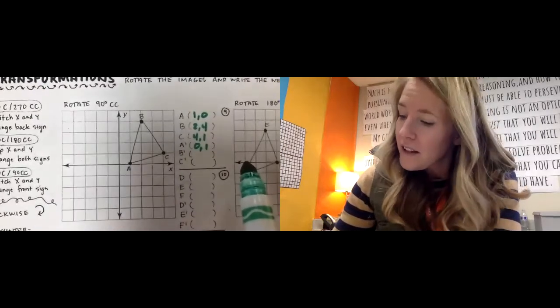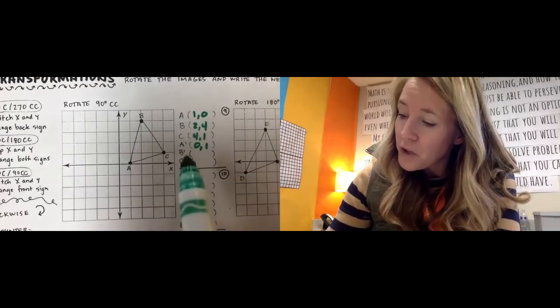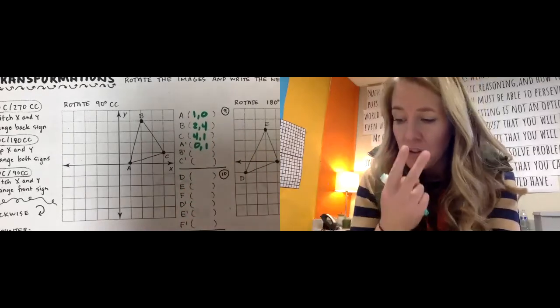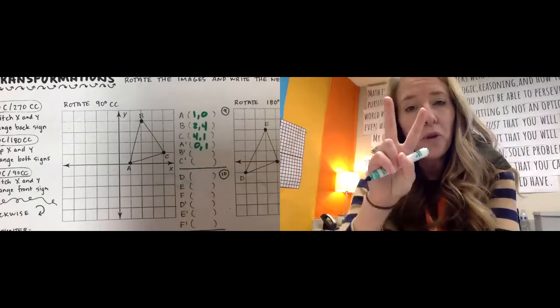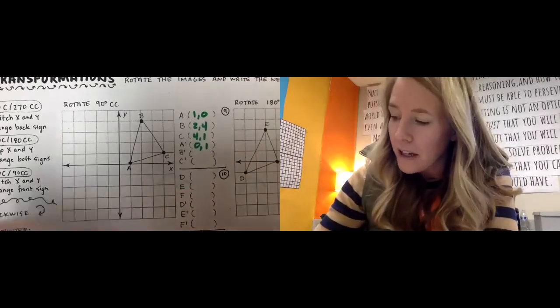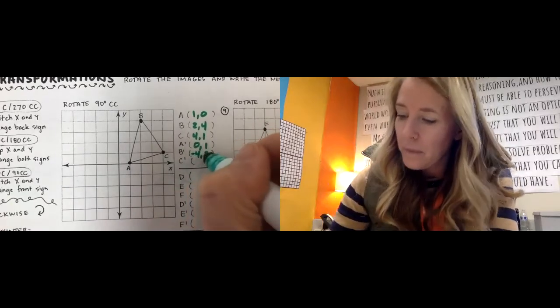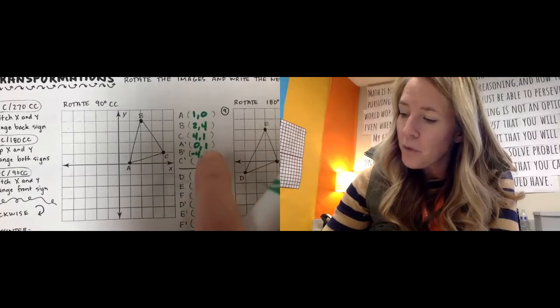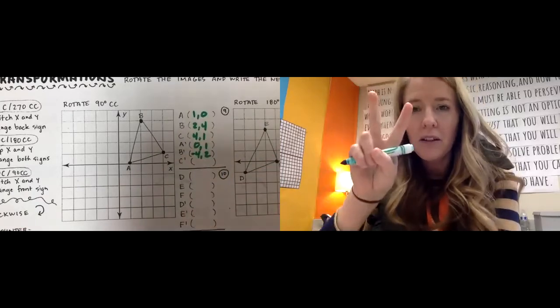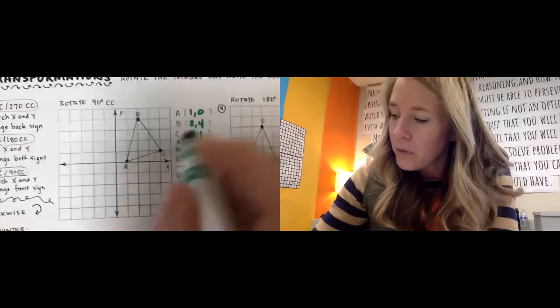And then the next thing is 2, 4. So I'm going to switch them, change the front sign. So 2, 4 becomes 4, 2, and I got to make it a negative 4. Last one, 4, 1. I'm going to make it 1, 4, change that to a negative 1.